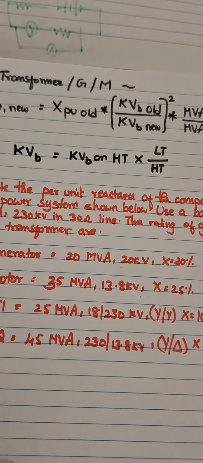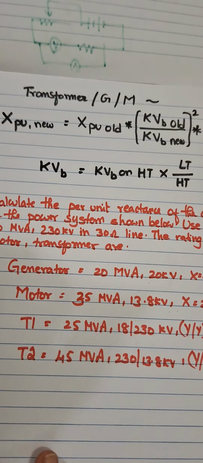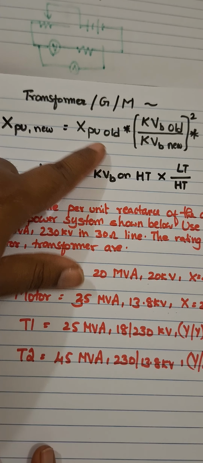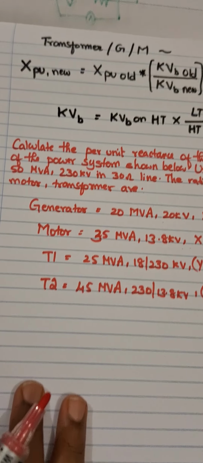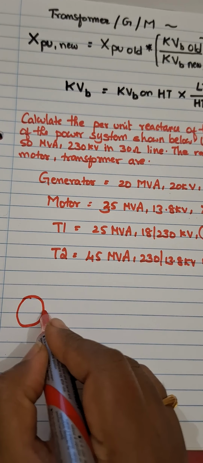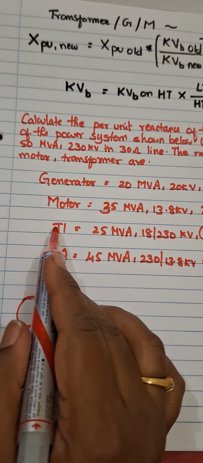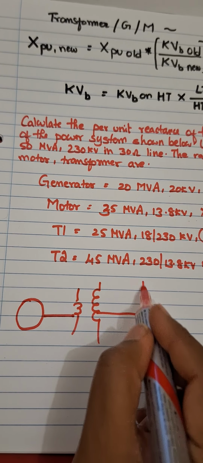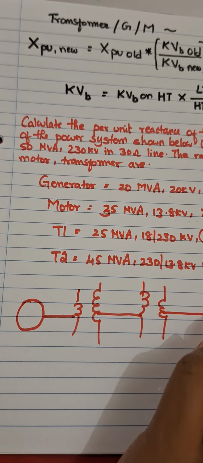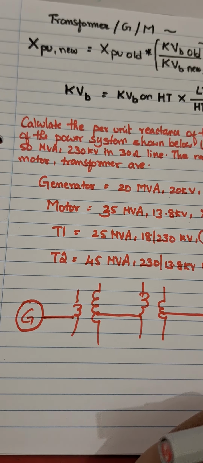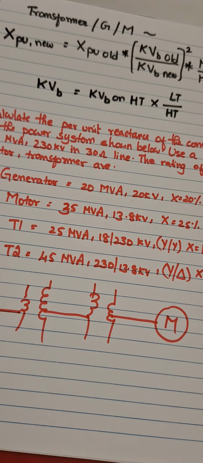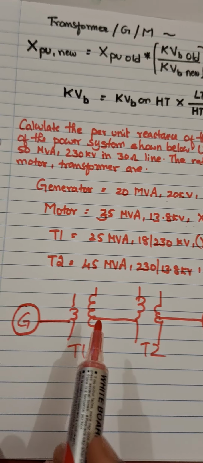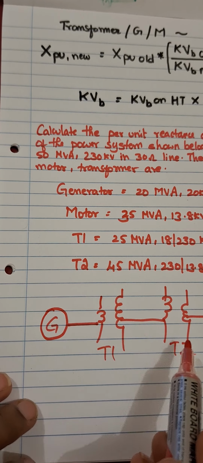Now a problem is given like this: calculate the per unit reactance of the component. We know the formula, and they are saying for the power system shown below, there is a generator connected to a transformer T1, which is 18 by 230, connected to another transformer 230 by 13.8, which is connected to the motor. They are asking us to find the new per unit reactance for the generator, for transformer 2 and the motor.